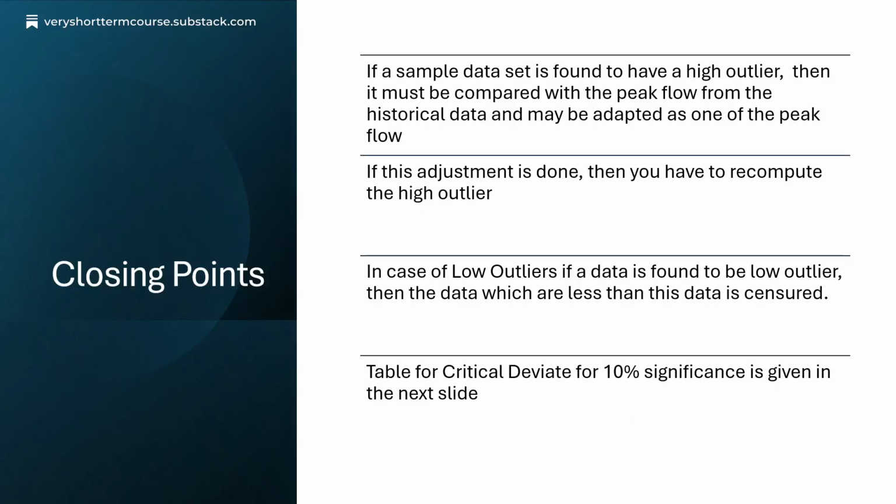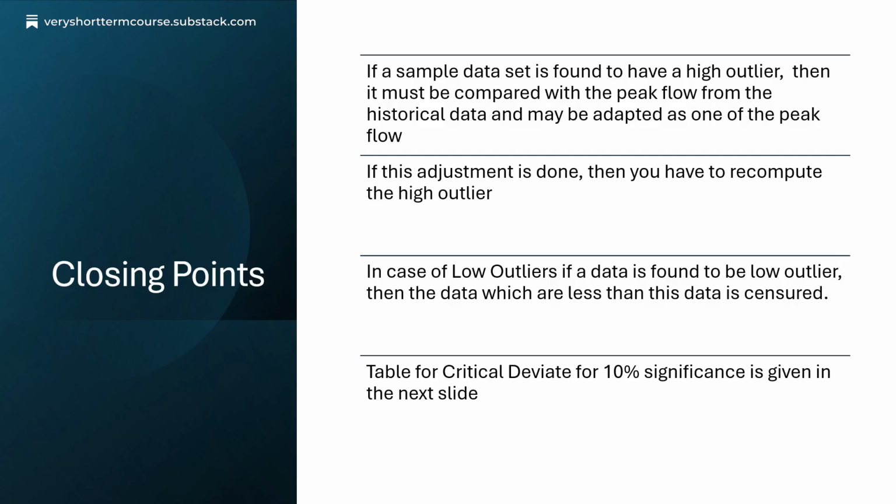Now, as I have already explained, they are also saying if a sample data set is found to have a high outlier, then it must be compared with the peak flow from the historical data and may be adopted as one of the peak flows. If this adjustment is done, then you have to recompute the high outlier again.